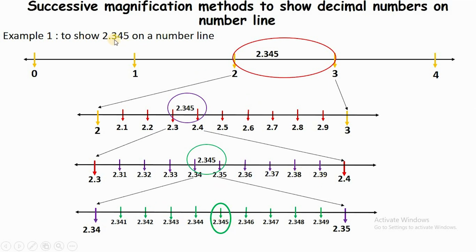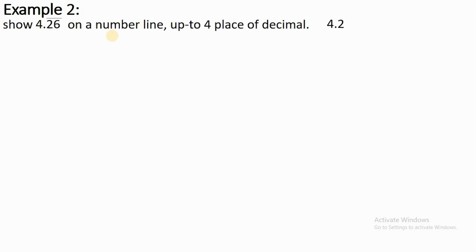Now here, since the decimal number is terminating, it's quite easy. Now in the next example, we are going to take another number where the decimal is non-terminating but recurring, that is 4.26 bar on the number line, and in the question it is mentioned that up to 4 places of decimal. In some questions you might be asked up to 5 places of decimal or any place of decimal they can ask.